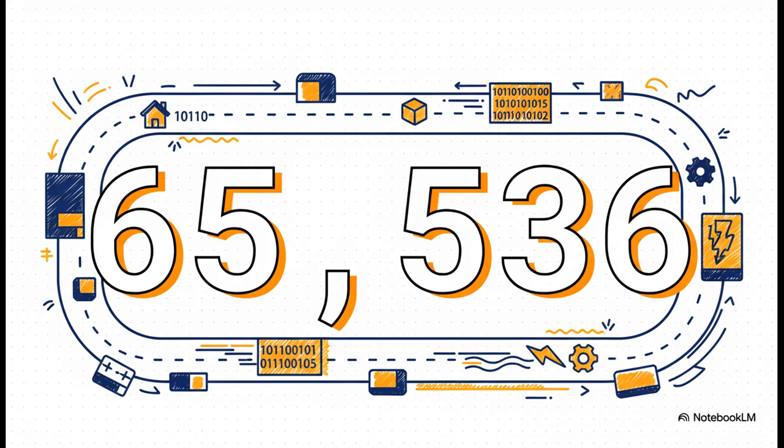Okay, but now let's scale that up to something real. An early computer might have had a 16-bit address bus. Using that same formula, 2 to the power of 16, that gives you 65,536 unique locations.